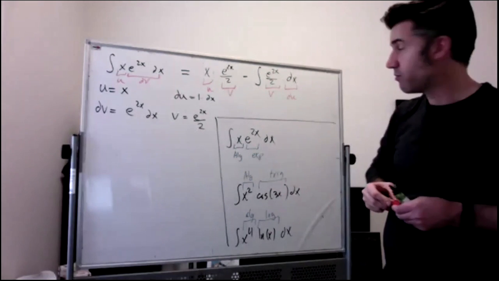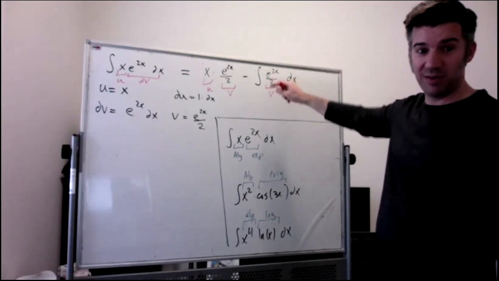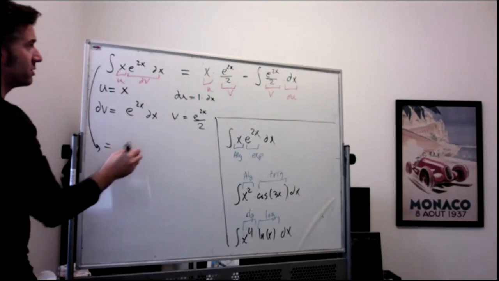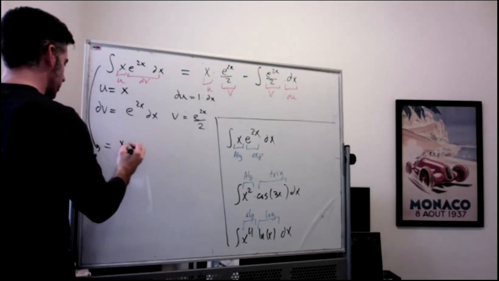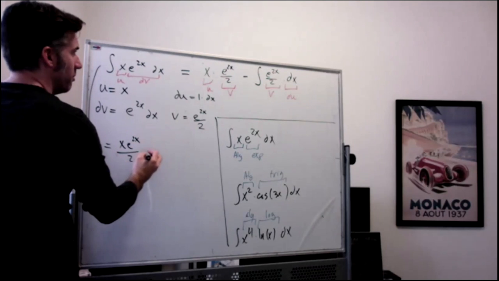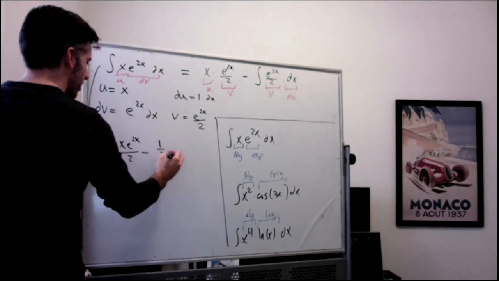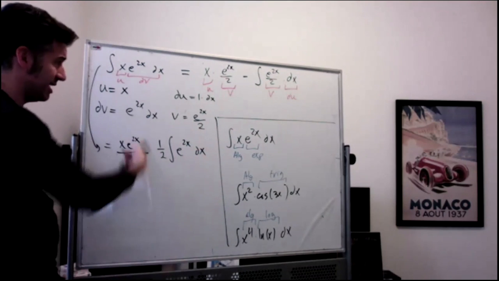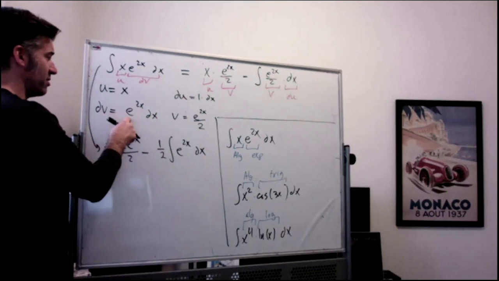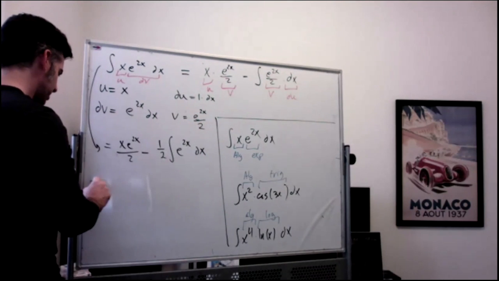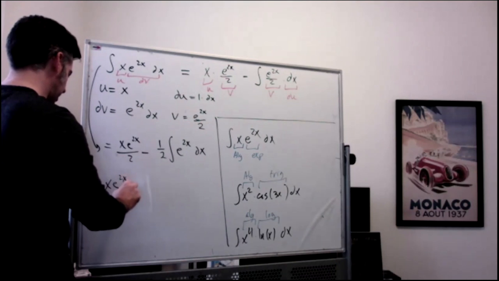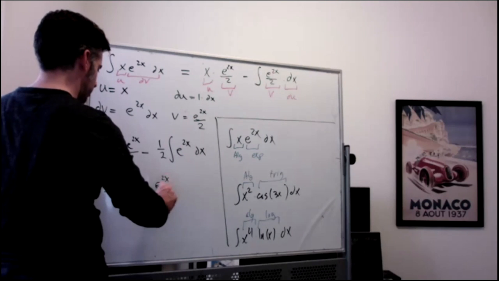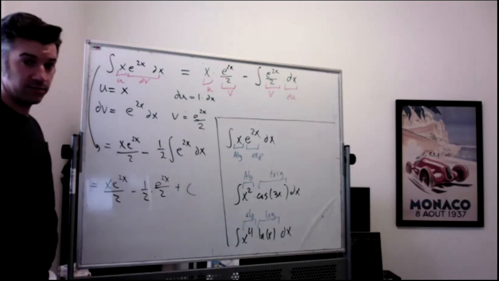But look, this integral here is actually something we are able to integrate. You can write down here, we've got that this is now equal to x e to the 2x over 2 minus, I'm going to bring up the 1/2, the integral of e to the 2x. We know how to integrate e to the 2x. We did it in the previous step. The integral of e to the 2x is e to the 2x over 2. This ends up being x e to the 2x over 2 minus 1/2 times the integral of that, which is e to the 2x over 2 plus c.